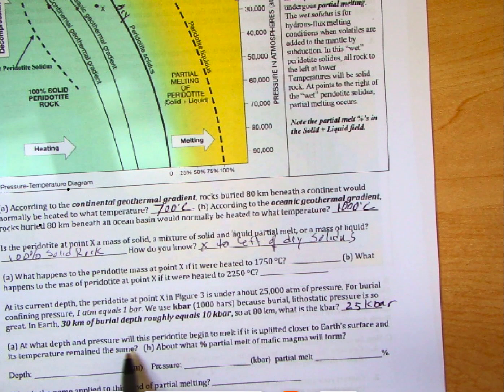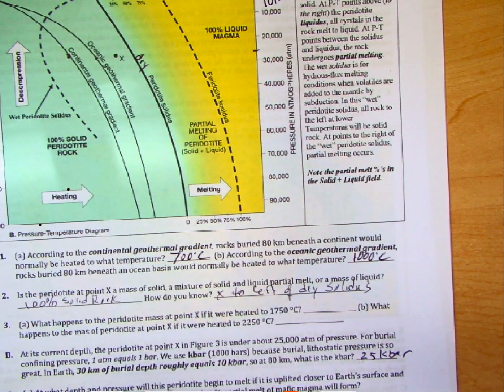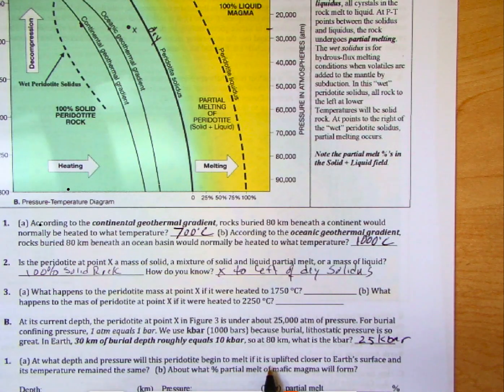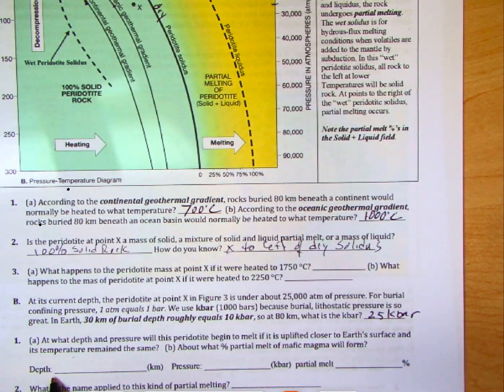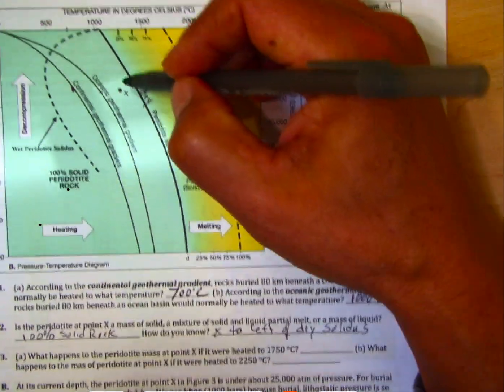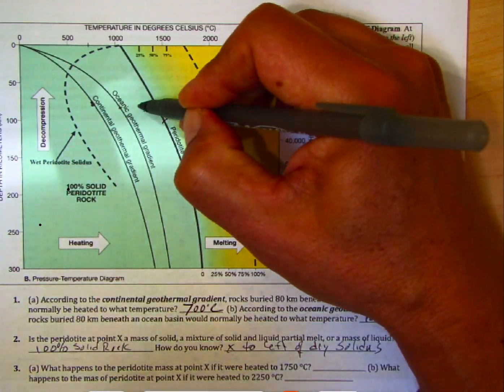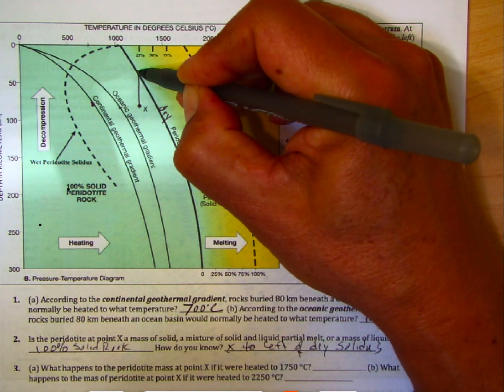All right, so now the next thing is we're going to be looking at what depth and pressure will the peridotite begin to melt if it is uplifted closer to the surface. So this is simulating what would happen at a divergent margin. And we're going to keep the same temperature. Again, we're looking at this point X here. So if we start this point X moving toward the surface at that same temperature, we see that we're going to hit the dry solidus right there.